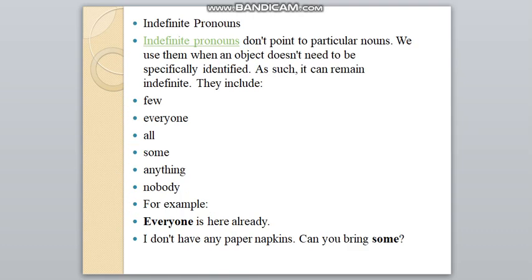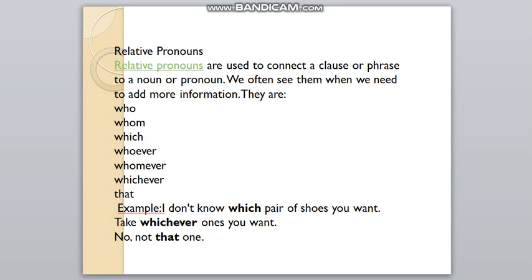Let us move on to the next one, which is called indefinite pronouns. Indefinite pronouns don't point to particular nouns. We use them when an object doesn't need to be specifically identified. As such, it can remain indefinite. They include words like few, everyone, all, some, anything, nobody. Examples: everyone is here already. I don't have any paper napkins. Can you bring some?